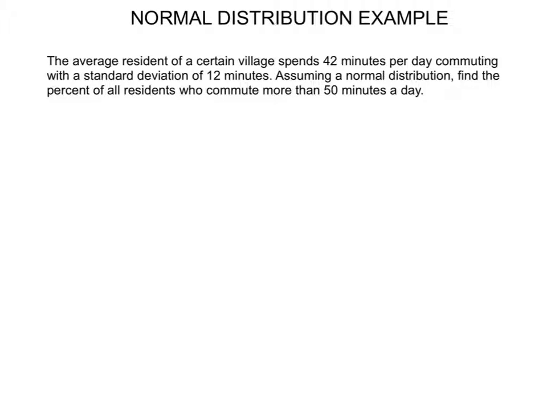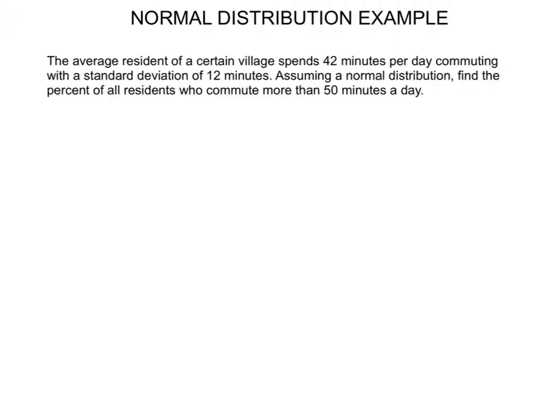Let's take a look at an example involving normal distribution. The average resident of a certain village spends 42 minutes per day commuting with a standard deviation of 12 minutes. Assuming a normal distribution, find the percent of all residents who commute more than 50 minutes a day.